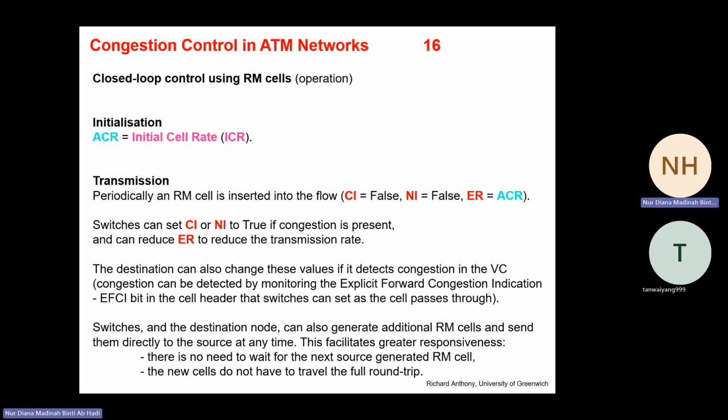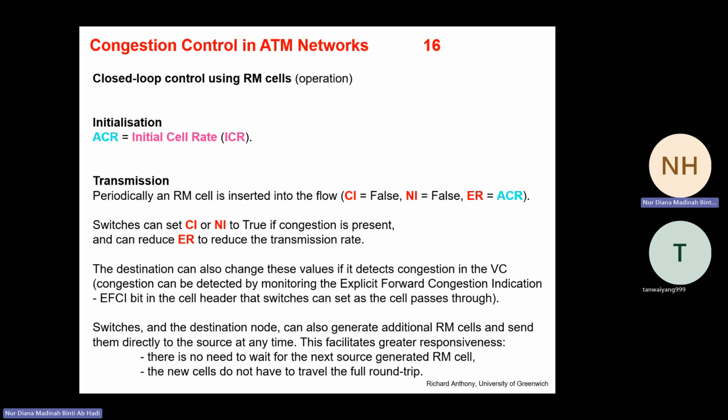The destination can also change this value if it detects congestion inside your VC. Congestion can be detected by monitoring the EFCI in the cell header, which the switches can set as your cell passes through.